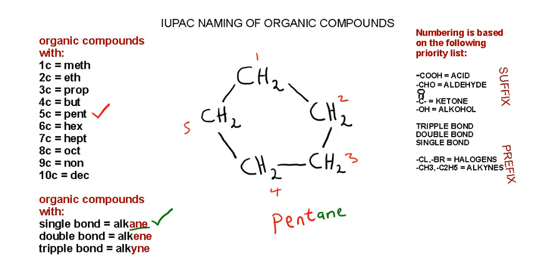Because this organic compound is arranged in a cyclic manner, we call it cyclo. Therefore, the name becomes cyclopentane. Cyclopentane. Let's check another example.